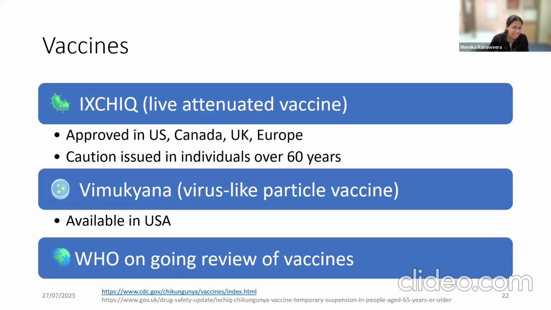There is a live attenuated vaccine that is approved and currently in use in the United States, Canada, UK, and Europe. However, recently some side effects have been reported, including fatalities, but these are not directly related to the virus as such, because this is still under investigation. So a caution has been issued regarding its use in individuals over 60 or 65 years. And there is another virus-like particle vaccine which is approved and used in the USA. However, neither of these vaccines is approved by WHO, but WHO has an ongoing review of the vaccine, so it might be available depending on what they say.